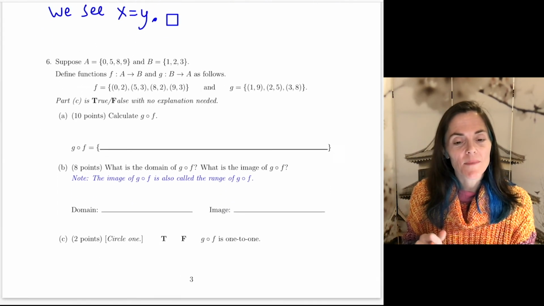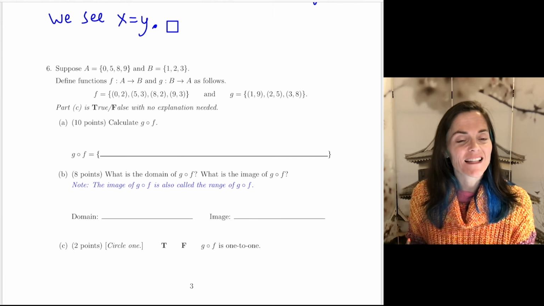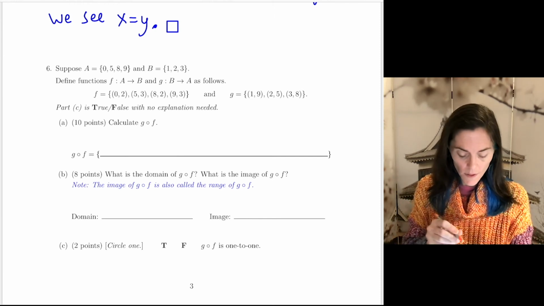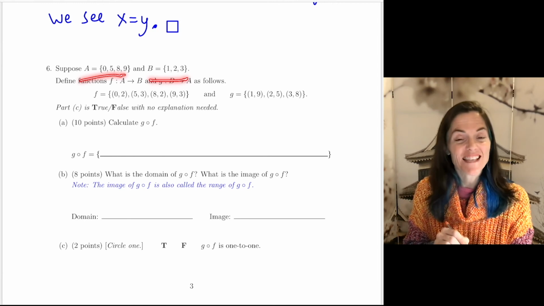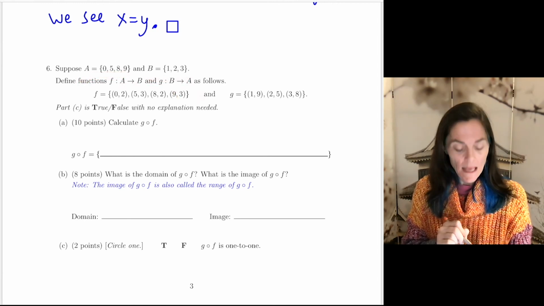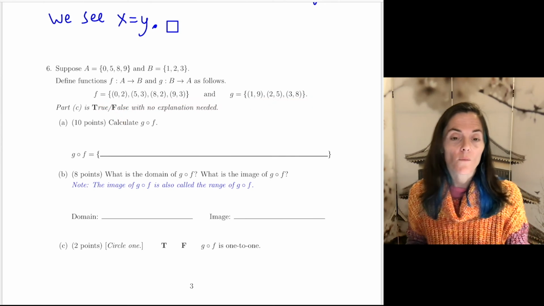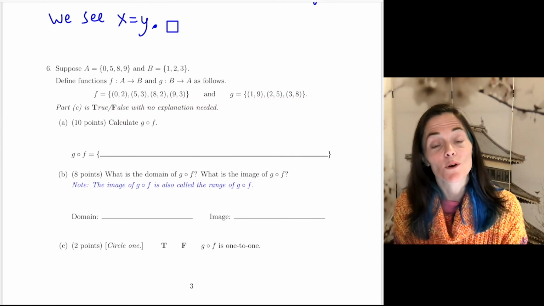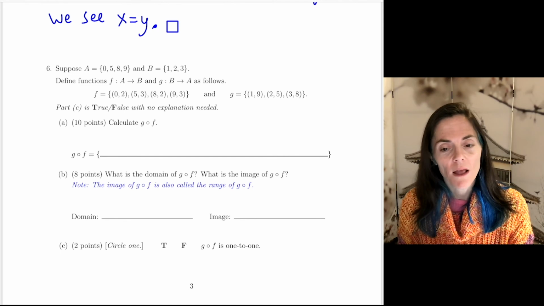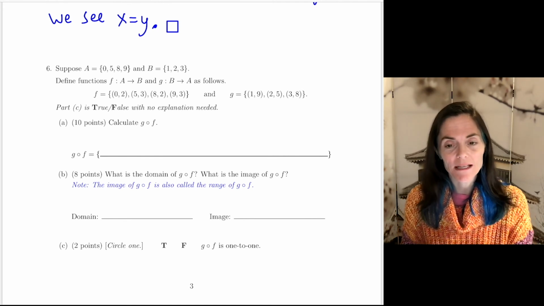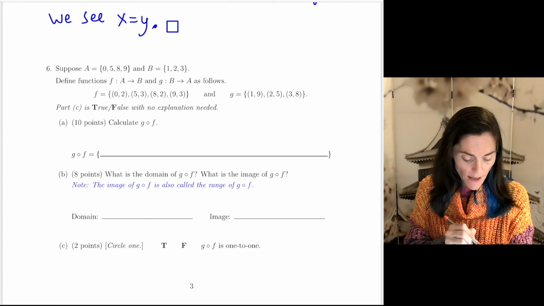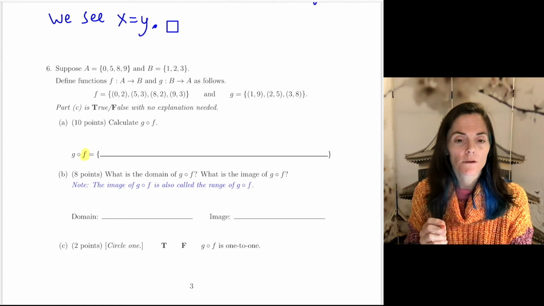Number 6, this is the last problem on this sample test. We have two functions. First of all, we have the set A, we have the set B, and then f maps A to B, and g maps B to A, and the functions are given as ordered pairs. And then we want to calculate g compose f and then answer some questions about it.